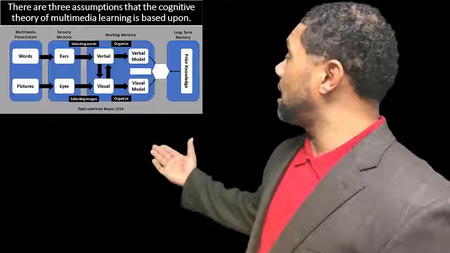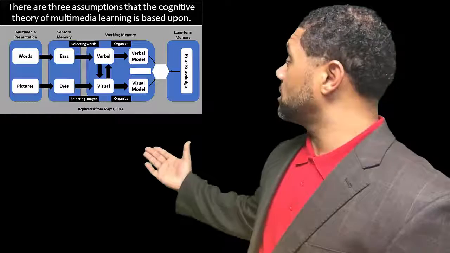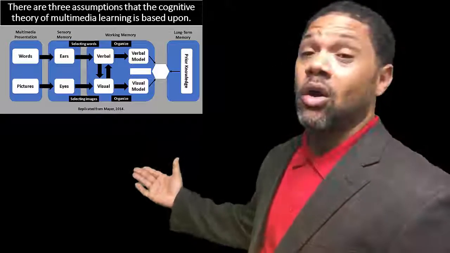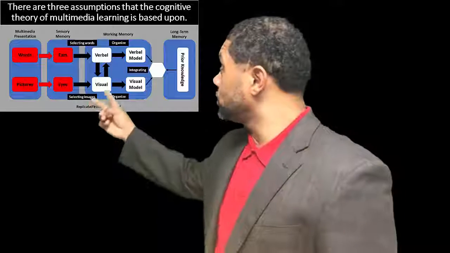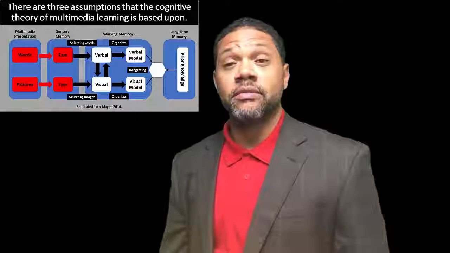And as we look at the model of the cognitive theory of multimedia learning, it should not be hard to see these three assumptions. They are dual channels, limited capacity, and active processing. All three of these are depicted with how students learn. Dual channels is the first assumption.